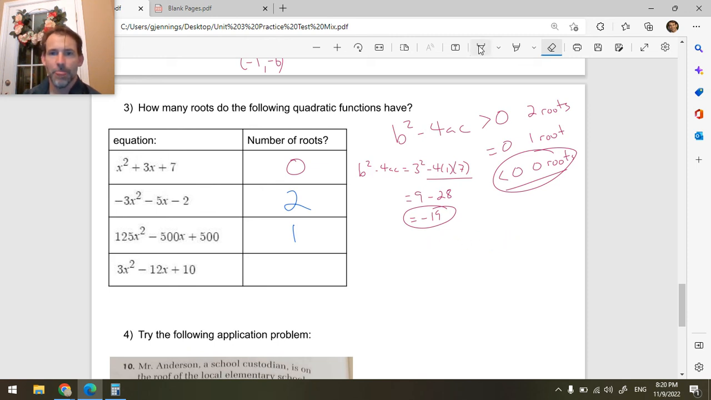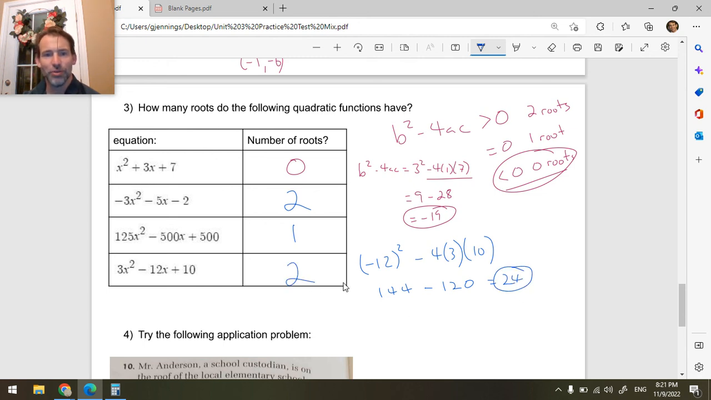Math jokes. All right, so here we have b squared. So it's 12 squared. Well, isn't it negative 12? Yeah, sure. Negative 12 squared is the same thing as 12 squared. Minus 4 times a, which is 3, times c, which is 10. Wait, 10's a big number. How's this going to do? 144 is 12 squared. 4 times 3 is 12. So it's 144 minus 120. 12 times 10 is 120. So this is equal to 24. 24 is bigger than 0, so this has two roots.